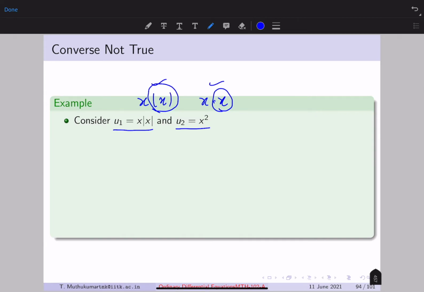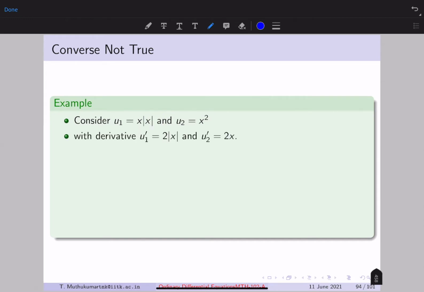Okay, so u1 is x mod x, u2 is x square. Now these are two functions which we have taken. So the derivative u1 prime, if you differentiate that, is 2 mod x, whereas u2 prime is 2x. Okay, so you can differentiate this. You can apply the derivative formula, and you can compute that this function is differentiable and the derivative is 2 mod x.